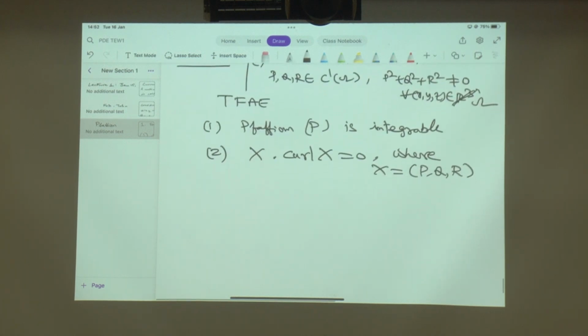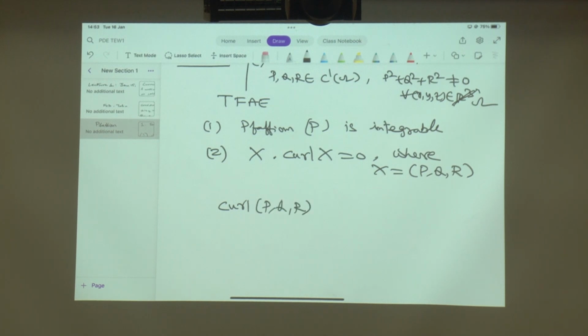On the other hand, if X dot curl X is not 0, then you cannot solve this problem. So its solvability is if and only if X dot curl X is 0. The curl, the usual thing that we do, no? Curl of PQR.